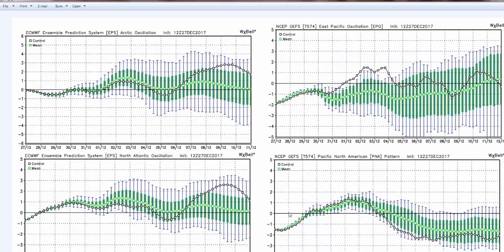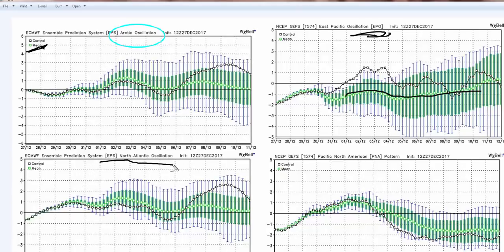Now, look at the teleconnections here. Now, these are actually from yesterday, but the new one has not changed. Okay? So here we have the Arctic oscillation. Neutral to positive. We'll look at the green lines, okay? The mean. Okay, here is the EPO. Green line, slightly negative, not great. Not horrible, but not bad.